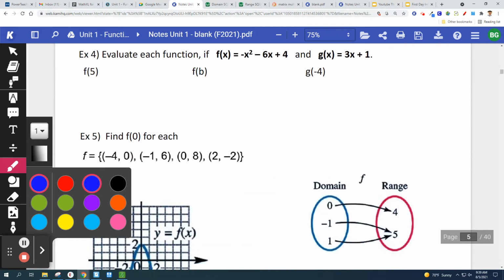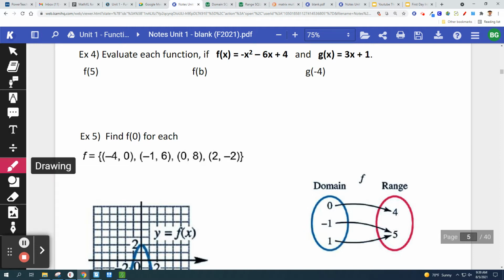Number 4 feels more comfortable. Evaluate. The word evaluate literally means find the value. Usually that means plug a number in. Okay. Evaluate each function. So when this says f of 5, they're just saying plug in 5.